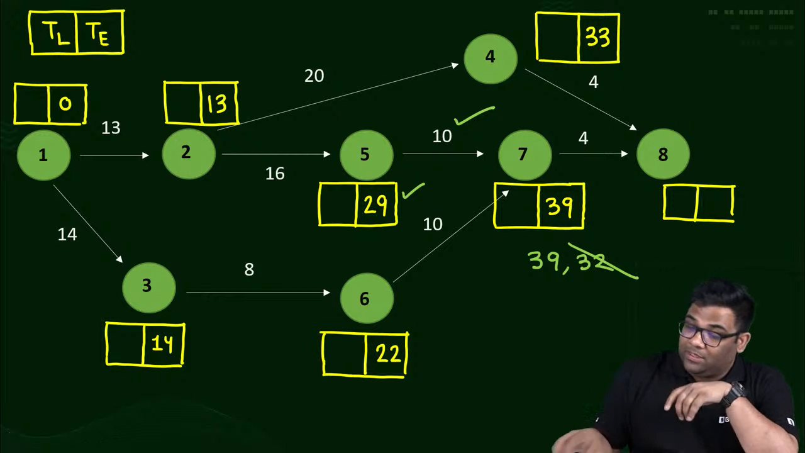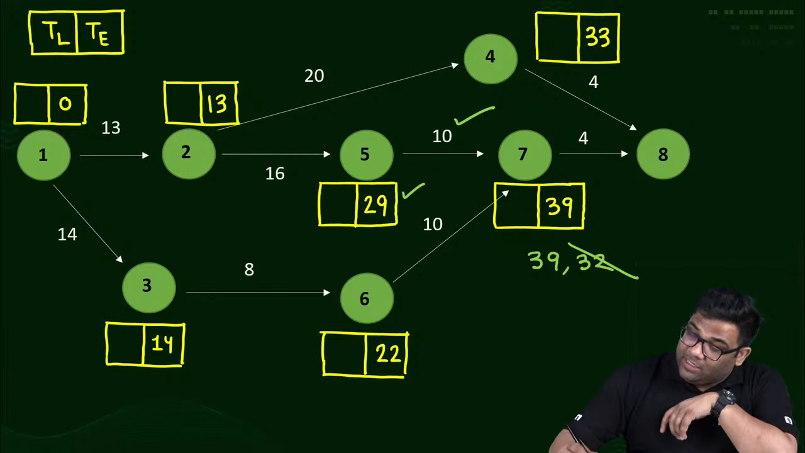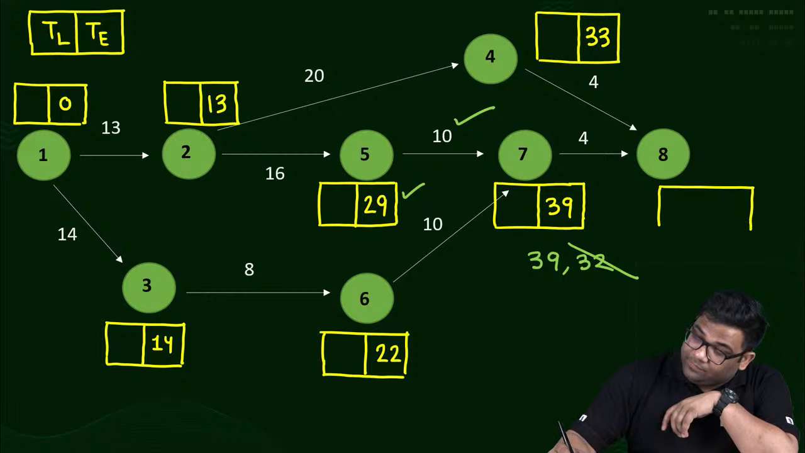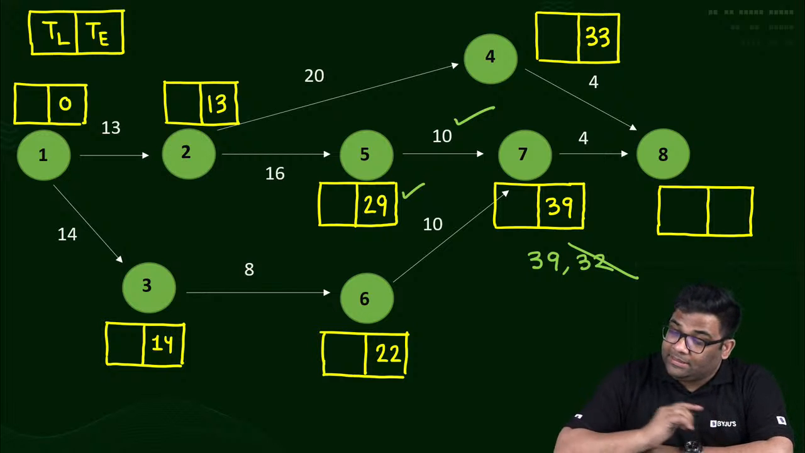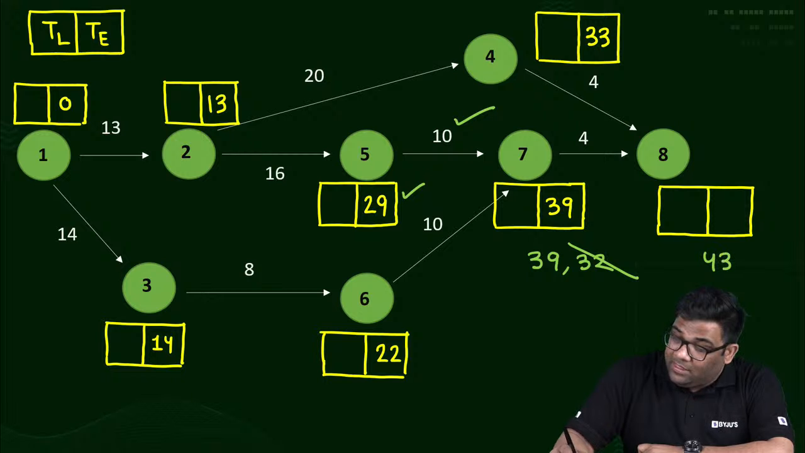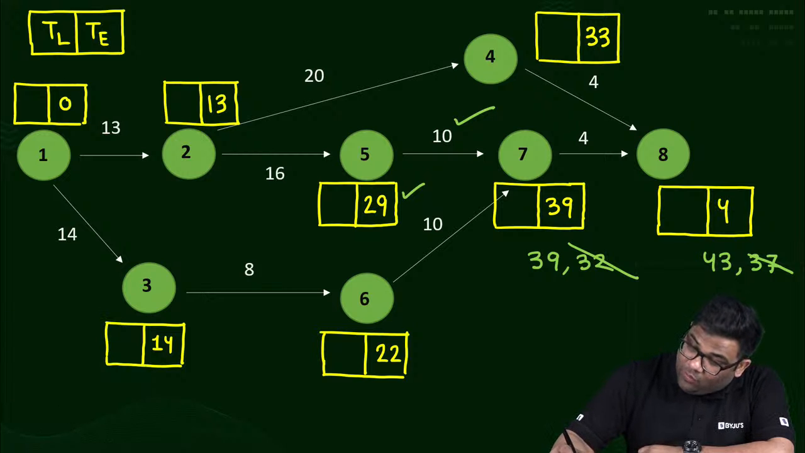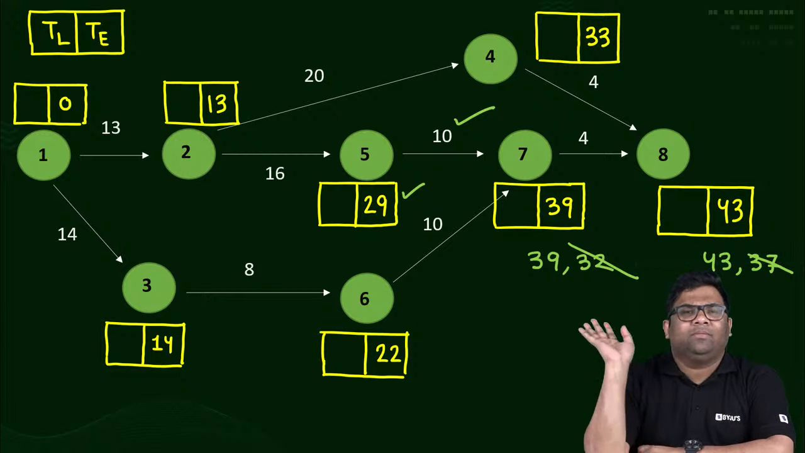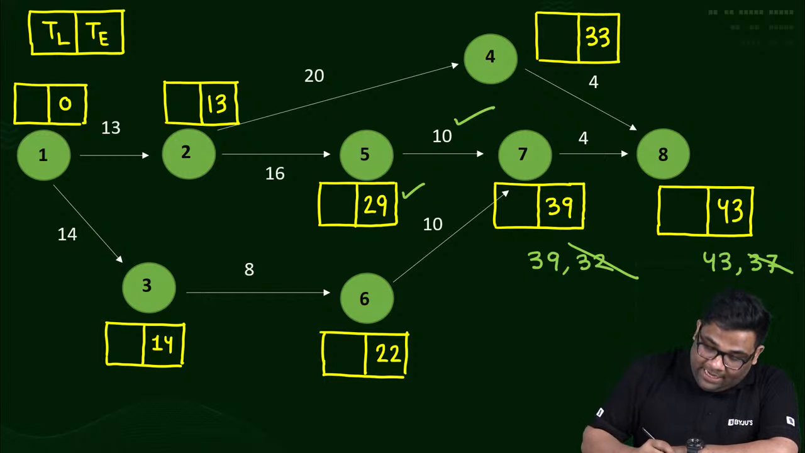Then tell me for the 8th one, how much will it be? Again there are two options. Tell me what is the right one? 43, yes. First option 39 plus 4, that is 43. The other one is 33 plus 4, that is 37. So I'll take the maximum one, so the answer is 43. So everybody now knows how to find TE. Understood how to find TE? Very easy. Now how to find TL?